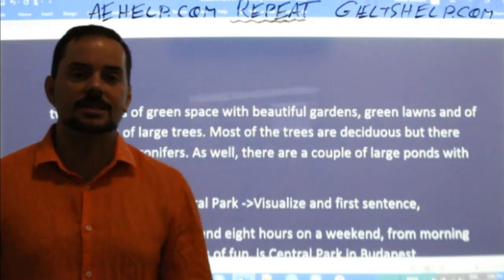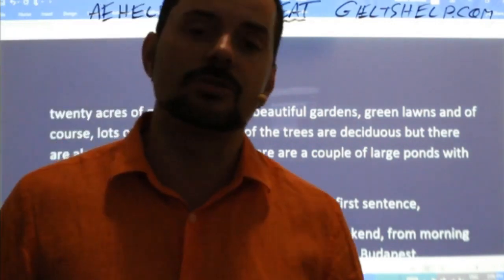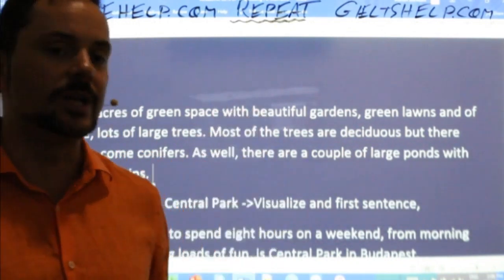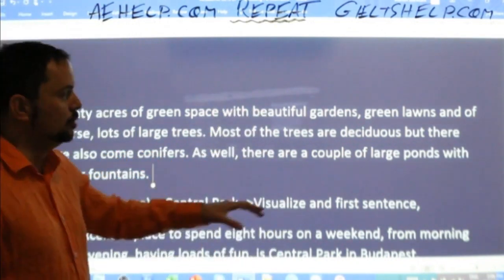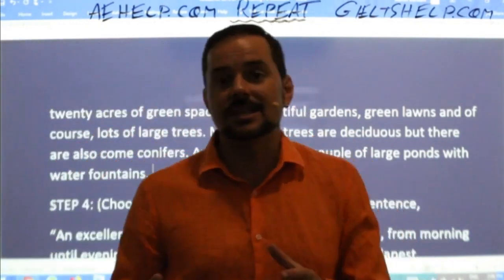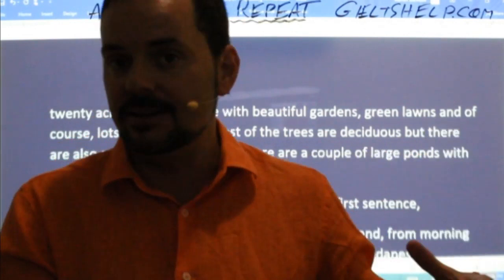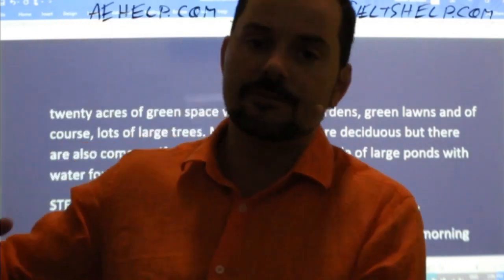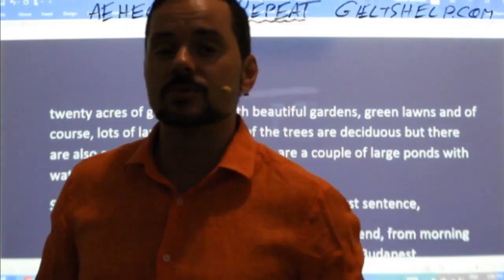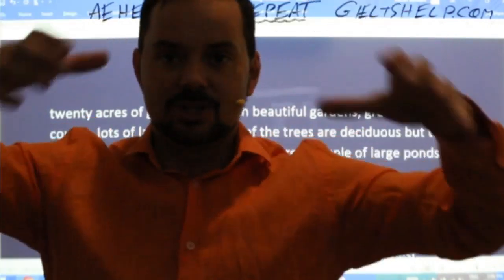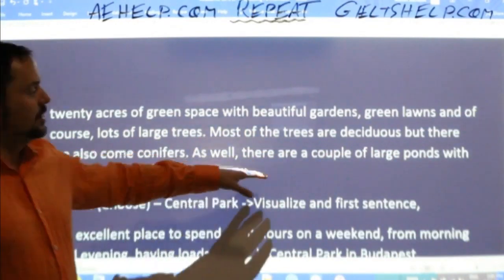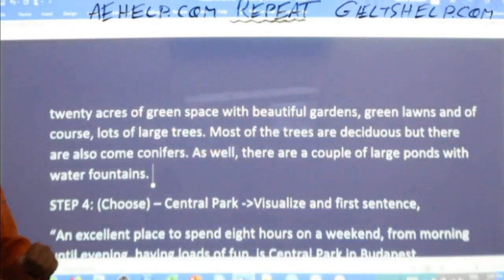Conifers are the evergreens. Evergreens are like pine trees, okay, or cedars that have the little needles and they don't lose their greenery during the winter time. So those are the two main categories of trees in the world. Deciduous trees have leaves and lose the leaves in the fall time and regrow them in the spring, and coniferous trees are the ones with needles, okay, the big ones that are shaped like a triangle. All right, so there's some vocabulary for today. As well, there are a couple of large ponds with water fountains, fish, and birds.